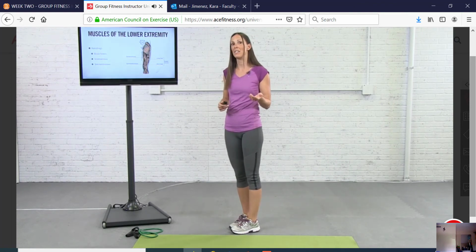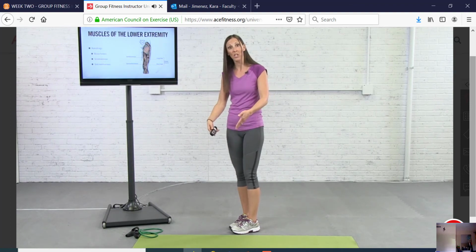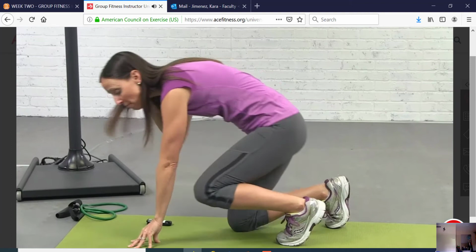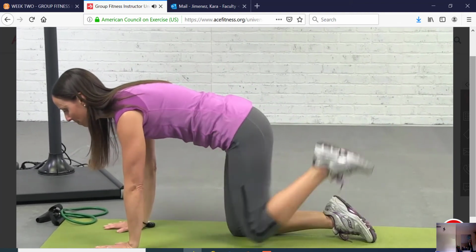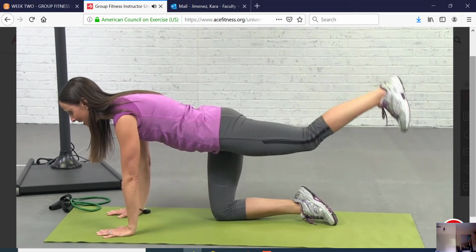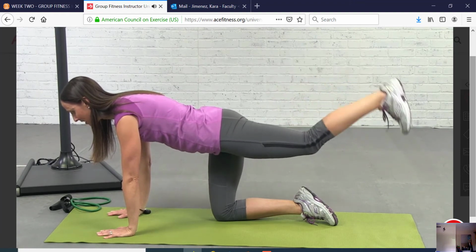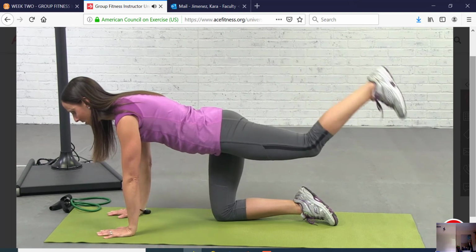A common exercise in group fitness where we work on the hamstrings is to come into quadruped. It's often done with an ankle cuff around your ankles, and flexing the knee, extending the knee. Flexing the knee, extending the knee for the back of the leg, the hamstrings.